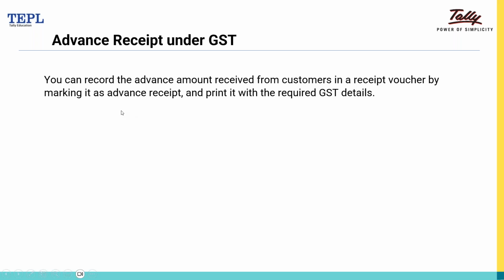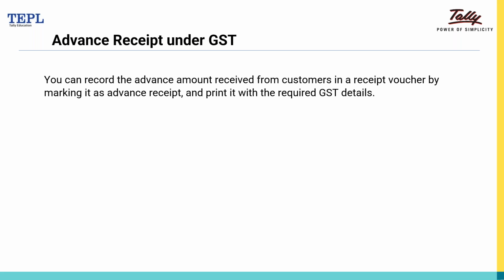Okay. Now the next point is advance received under GST. It's very important. You can record the advance amount received from a customer in a receipt voucher by marking it as advance receipt and print it with the required GST details. So if you sell anything and take any advance rupees for this sale, you need to record this advance in your Tally and calculate GST on this advance.